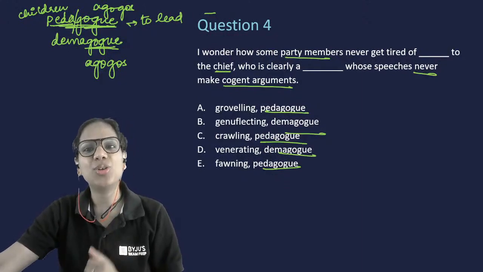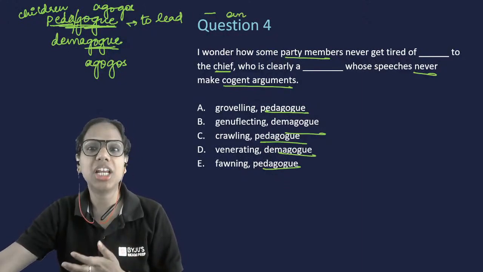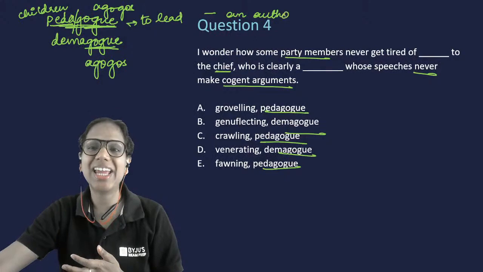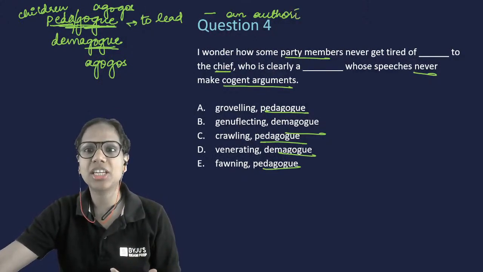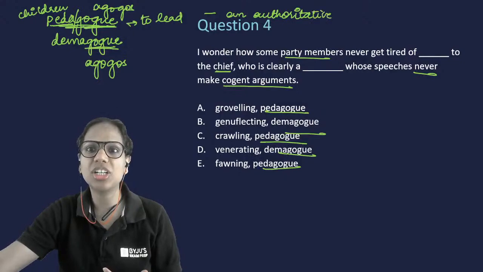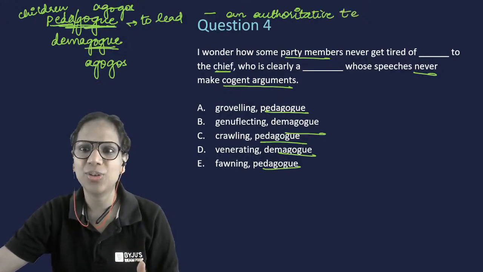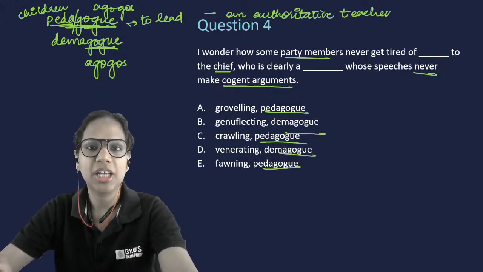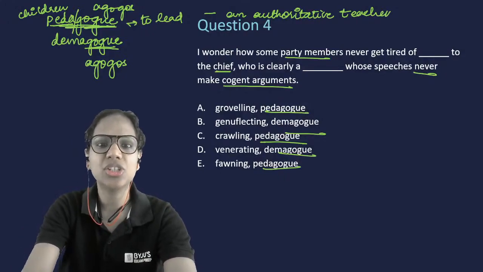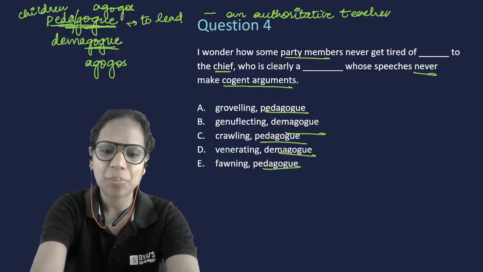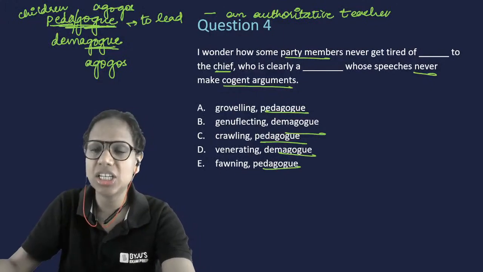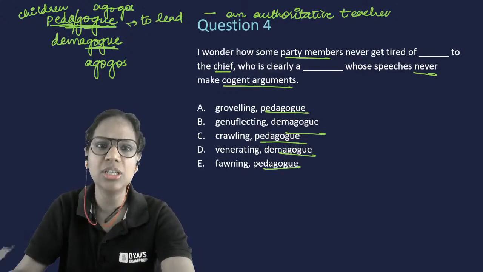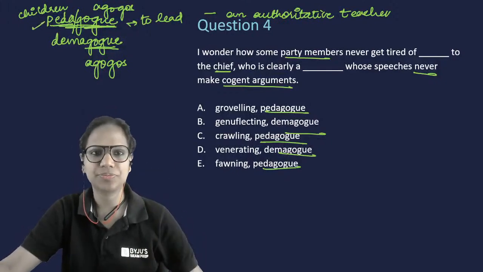But pedagogue is used for a very authoritative teacher. It's a negative word. Okay, when I say this person is a pedagogue, it's not a compliment, because you are saying that this person just wants the students to accept what he or she says. So a very strict, very authoritative teacher is a pedagogue.